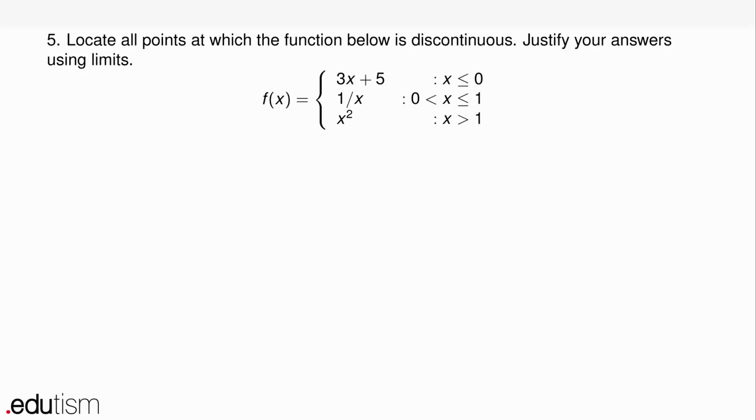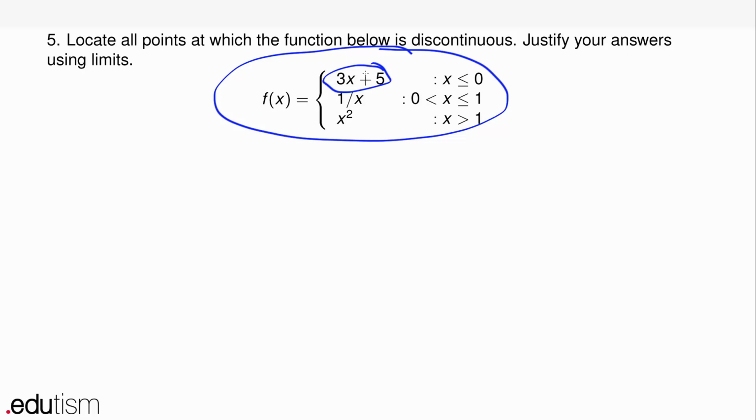In question 5 here, we want to locate all points at which this piecewise function here is discontinuous. The first thing to note is it's a piecewise function, and each piece of the piecewise function is itself continuous. So we don't have to worry about any continuity problems there. The only places we might have continuity problems are at what are called the transition points, the place where it switches from one formula to another.